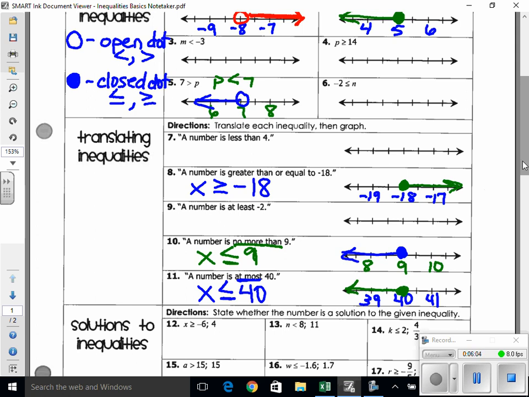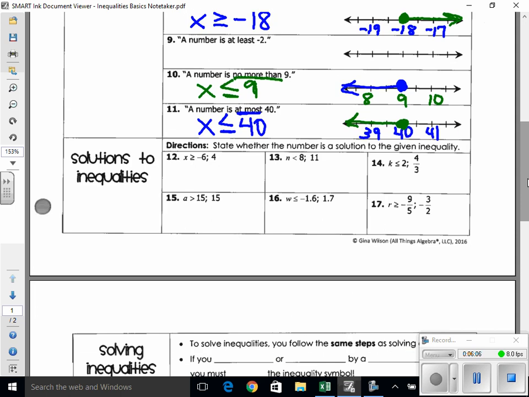Okay, so now when we go to the solutions part down here in the bottom, the directions say to state whether the number is a solution to the given inequality. So they're giving you a number on the other side of the semicolon that they want you to see, does it work? So for number 12, the number they want us to test out is the 4. So we're going to replace the letter x with that number. So we're going to write the statement 4 is greater or equal to negative 6. And then we're going to ask ourselves, is that true or false?